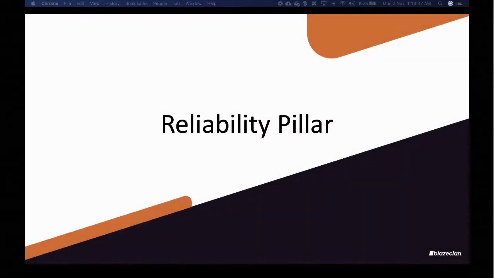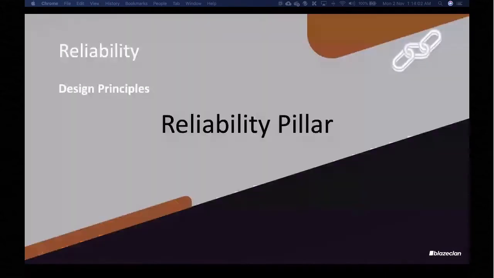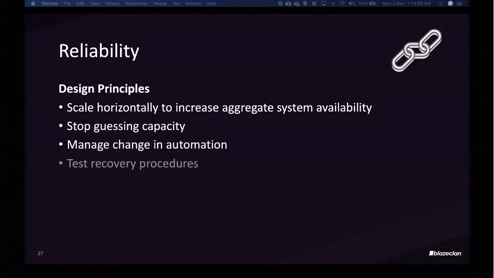All right, welcome back. Today we are going to be talking about the reliability pillar, and this is essentially to ensure and figure out how reliable your ecosystem is and how you can make it robust, right? So, basically, these are your design principles, and let's talk about each one of them in detail.